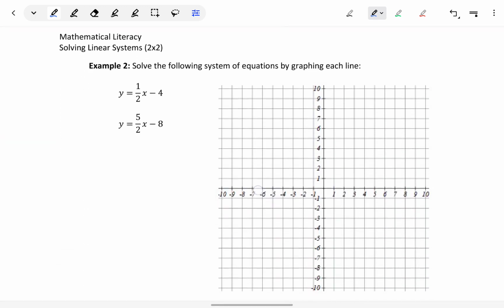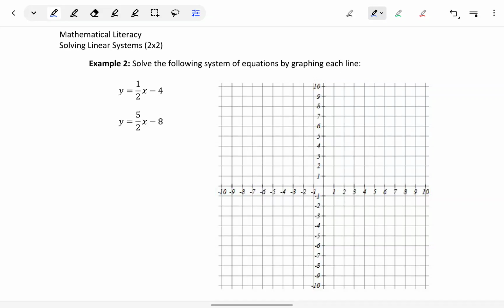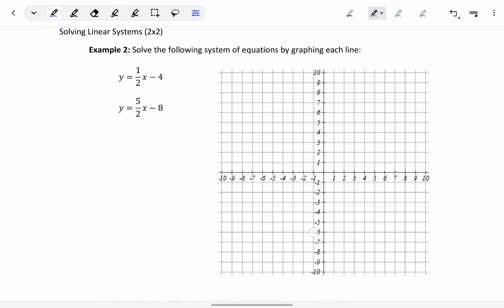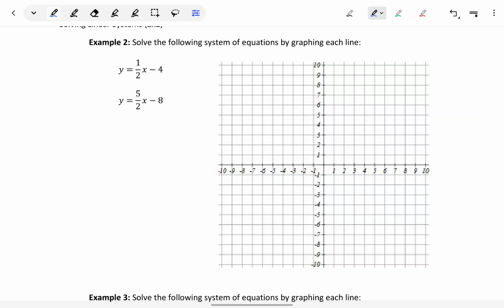If the graphs aren't given to us, then it's going to be an extra step up to us to actually graph the two equations that we're given and find that point of intersection. This will obviously depend a bit on how well we draw our lines and how well we find that point of overlap. But to start off, we'll look at graphing our first equation, y equals 1 half x minus 4.